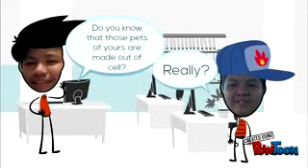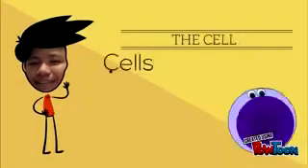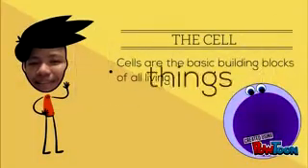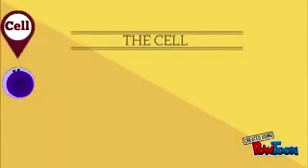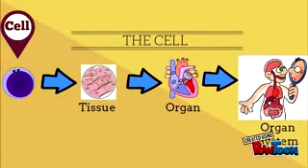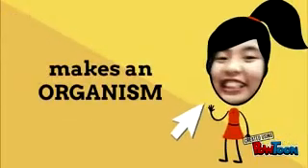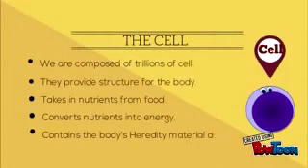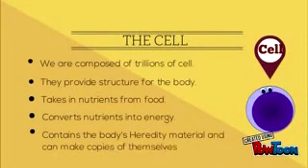Really? Yes. As we all know, cells are the basic building blocks of all living organisms. Cells join together to form a tissue. Tissues join together to make an organ. Organs can make the organ system, and organ systems make an organism. Just like us, your pets are composed of trillions of cells. They provide structure for the body, take in nutrients from food, convert those nutrients into energy, and carry out specialized functions. Cells also contain the body's heredity material and can make copies of themselves.